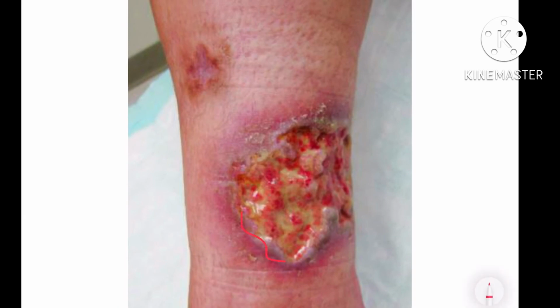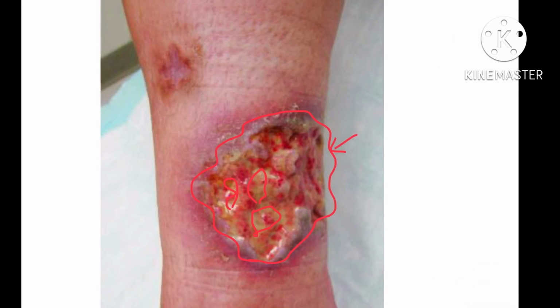The second one is pyoderma gangrenosum. In this condition, you can see a large ulcer over the foot or over the shin, with a lot of pus, and ulceration with irregular borders. The cause is idiopathic, the exact cause is unknown, but it has some relation with immune disorders. So this is what we call pyoderma gangrenosum.